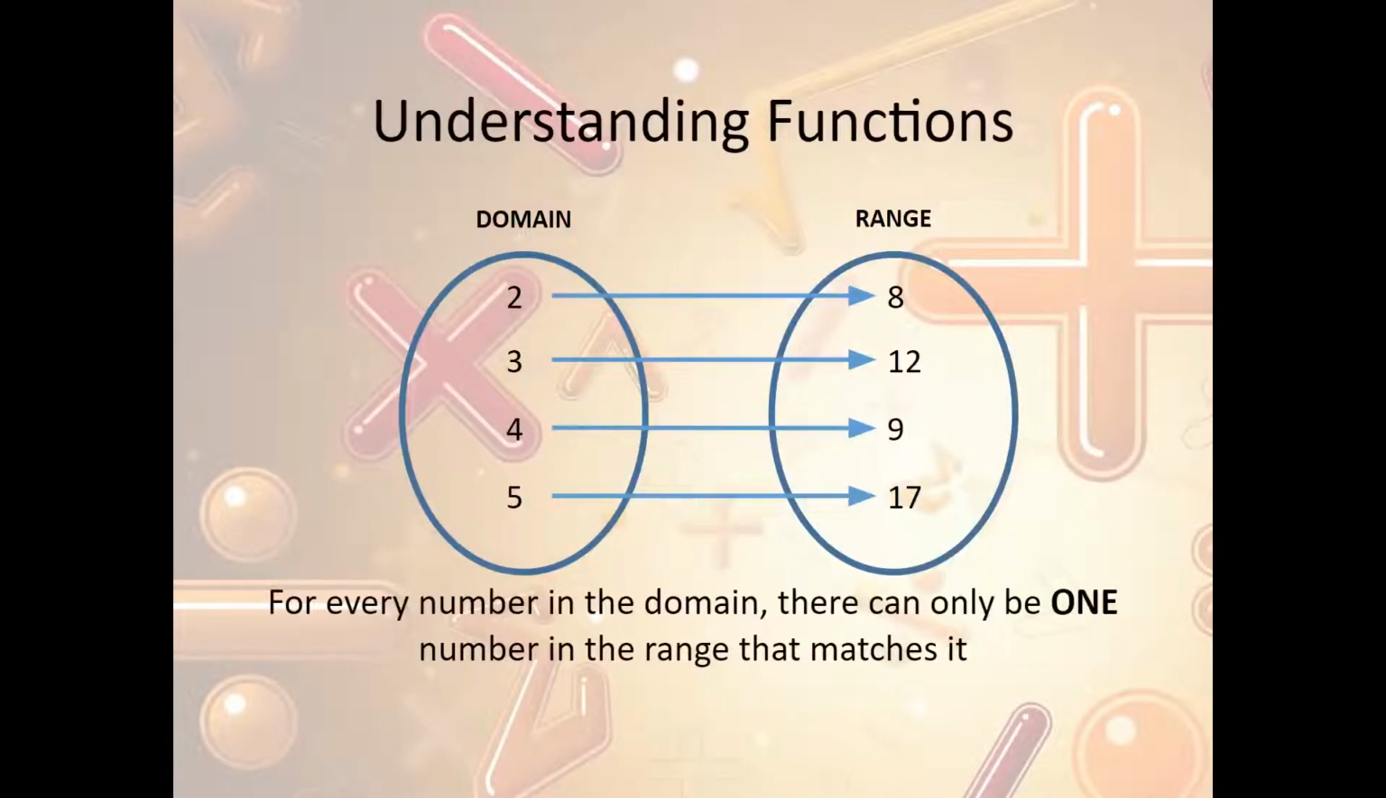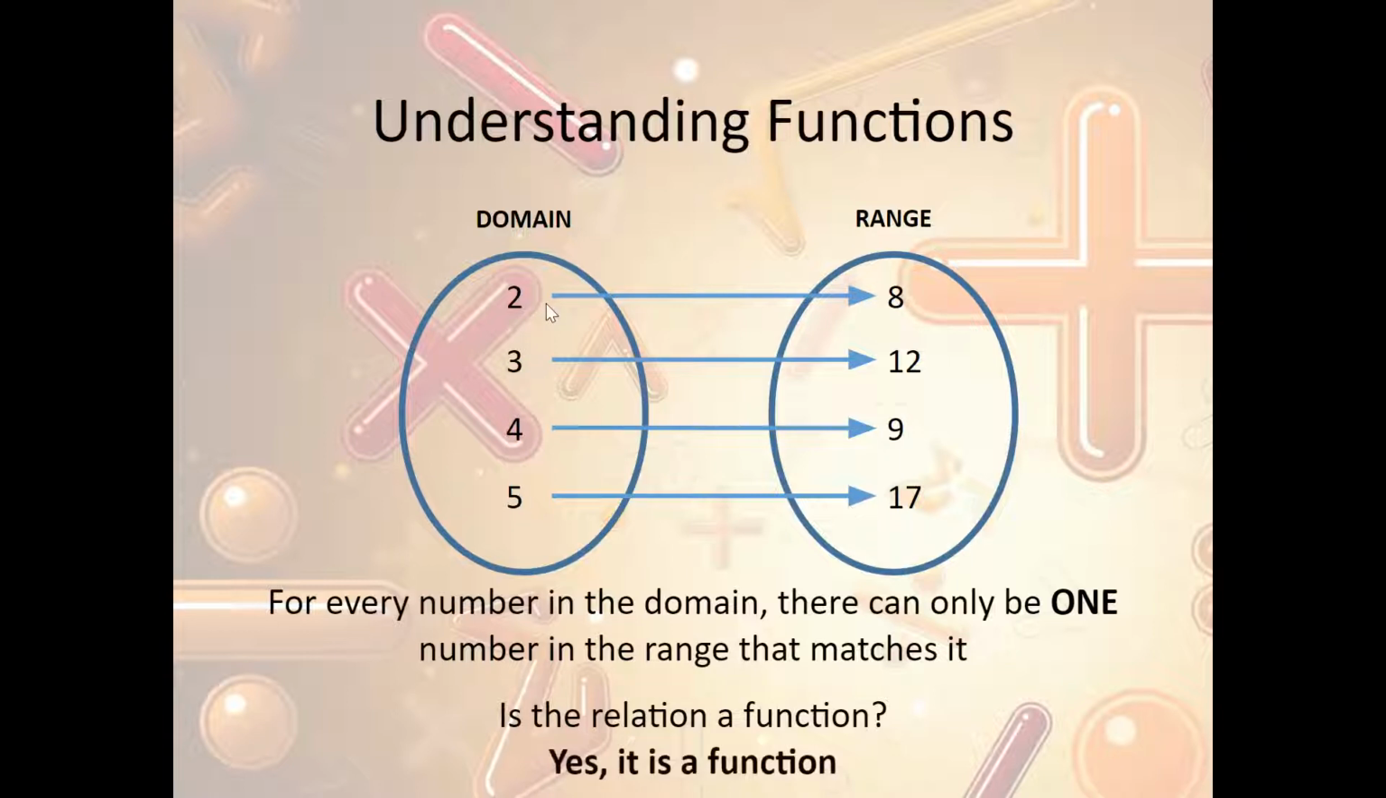Now, understanding functions. Notice here, we have a domain here, and we have a range here, and they're mapped to each other. So when x is 2, y is 8. When x is 3, y is 12. When x is 4, y is 9, etc. And the question is, is this a function? Remember, in order for it to be a function, there has to be one y for every x. So if I look at this, I can see that my 2 is only mapped to 8. I can see that 3 is only mapped to 12, 4 is only mapped to 9, and 5 is only mapped to 17. So therefore, this is a function because there's no split. I don't see 2 going to 2 different places.